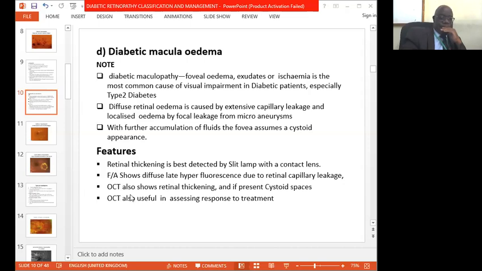OCT also shows retinal thickening. OCT is also useful in assessing response to treatment. OCT determines the thickness of the retinal layer. The thicker it is, it means there is more edema in there.